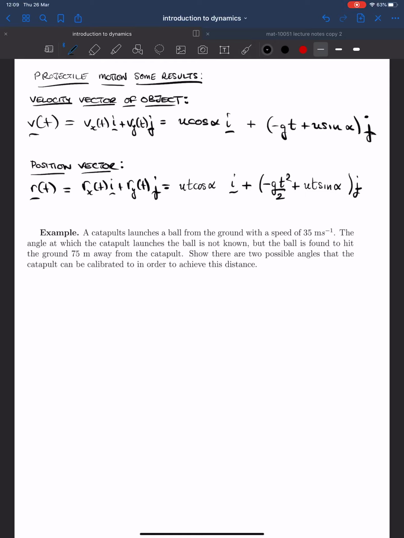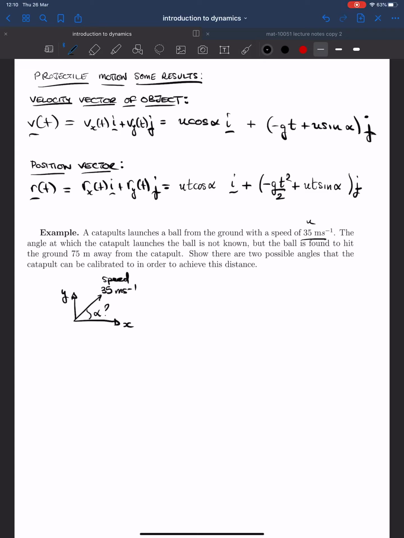Well, what we're told is there's a catapult that launches a ball from the ground with the speed of 35 meters per second. The angle at which the catapult launches the ball is not known, so we have a scenario like this. Okay, it's being launched, we don't know the angle, and it's given an initial speed of 35 meters per second. Okay, so we need to be able to use this information together with the following. So this is our U.